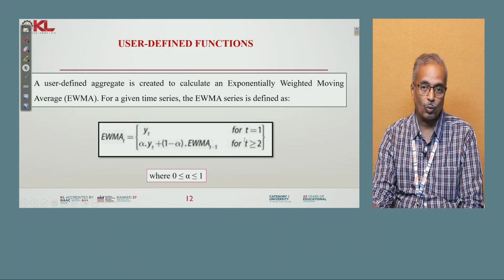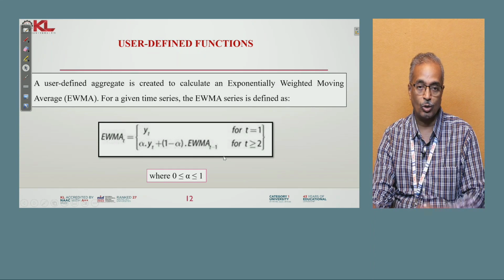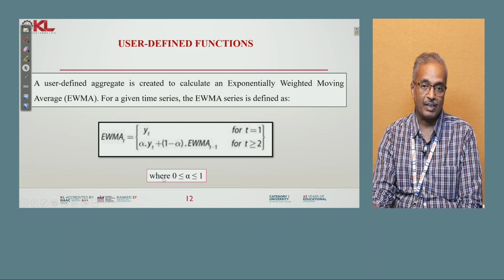Y_1 for t equals 1. Otherwise, alpha times Y_t plus (1 minus alpha) multiplied by EWMA_(t minus 1), for t greater than or equal to 2. When time is equal to 1, and when time is greater than or equal to 2. Where 0 is less than or equal to alpha, less than or equal to 1, because alpha is taken here. What is the alpha value? The alpha value is between 0 and 1.